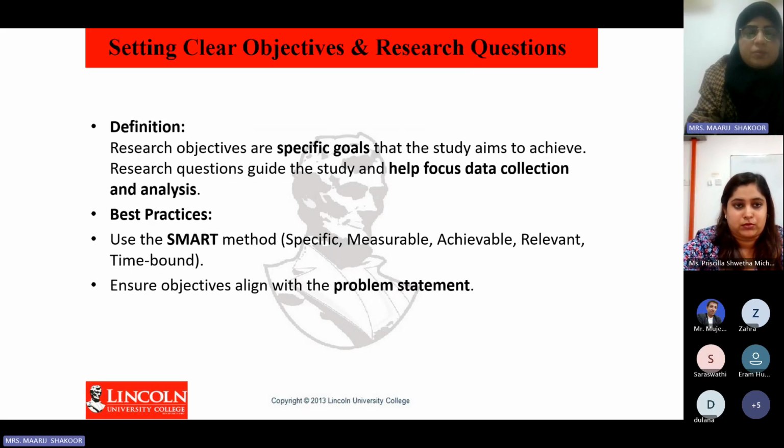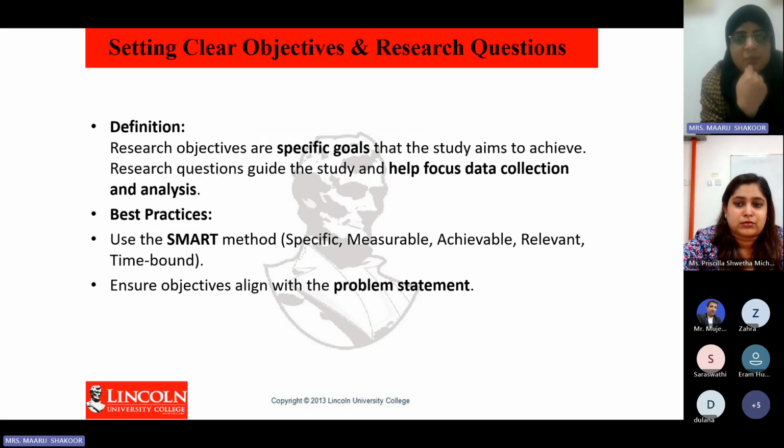Yes, setting clear objectives and research question. If you don't know what you are going to do, then... Objective means that mission should be there, objective should be there, that what you are going to do, what is the main aspect you are going to put forward in front of your supervisor or funding bodies. Like setting clear objective and research question.